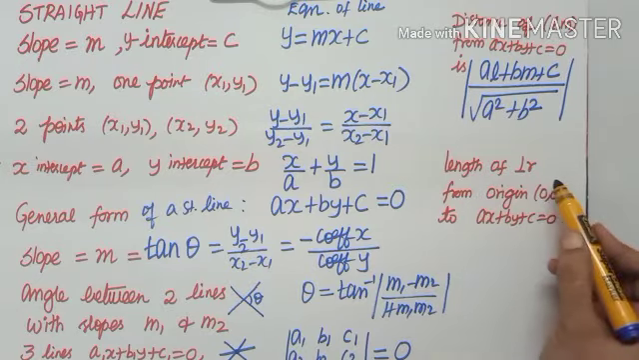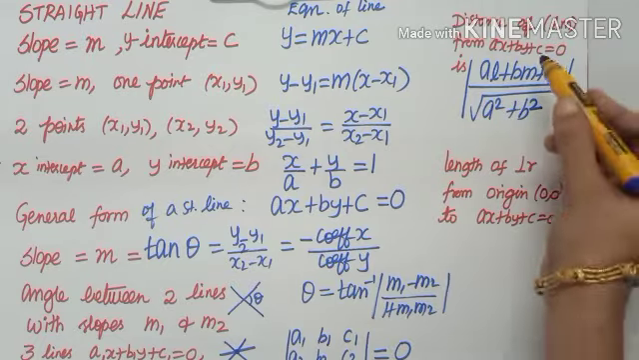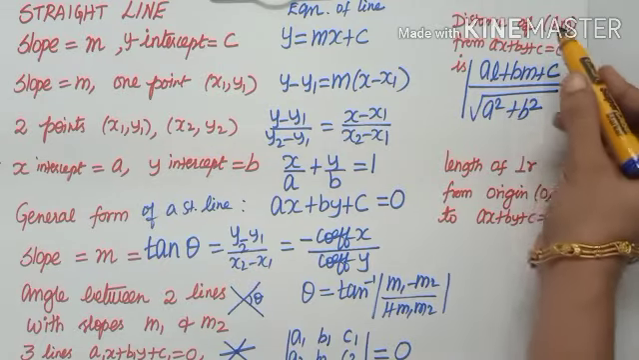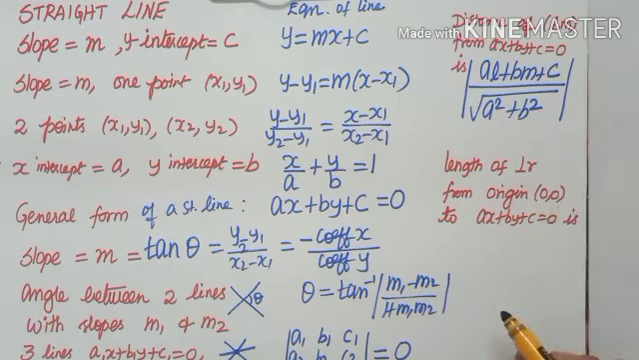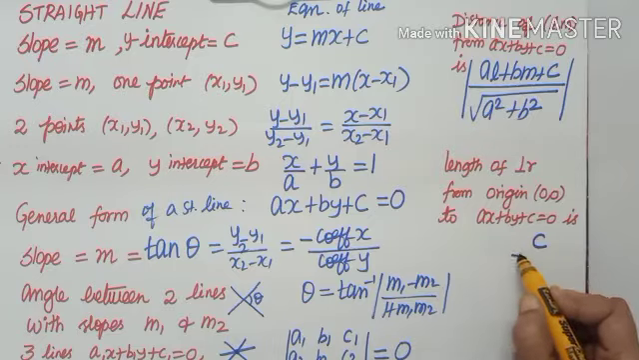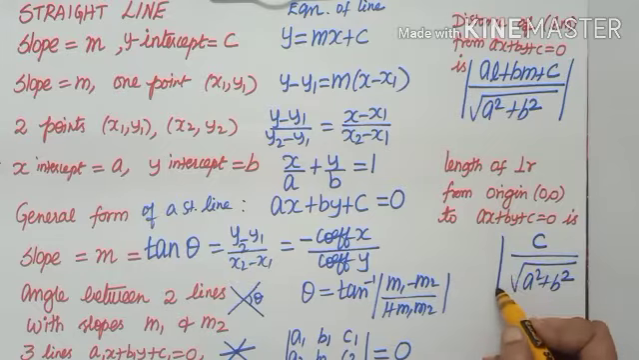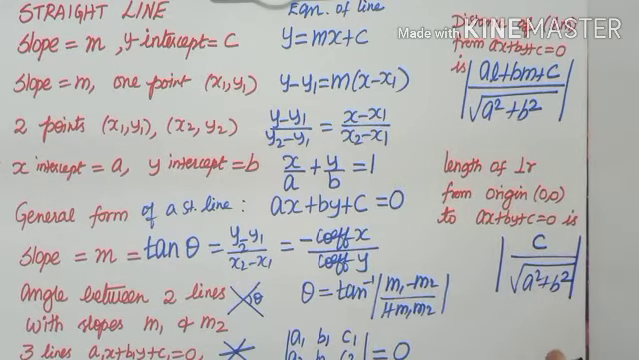Length of perpendicular from origin to any straight line. The same idea we use. Now (L, M) becoming (0, 0). So this is 0, this is also 0. I am left with C by root of A square plus B square. Here also we remember to put the modulus. Distance or length cannot be negative. Almost all these formulas we have studied in standard 10. We are just recalling before doing our 11th portion.